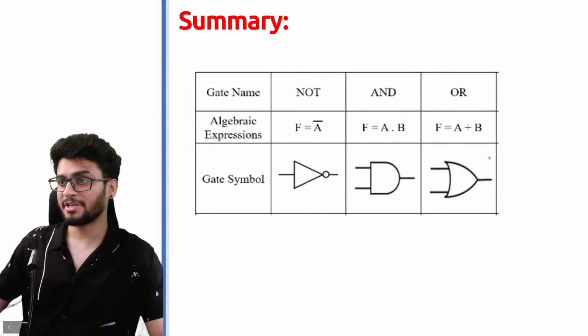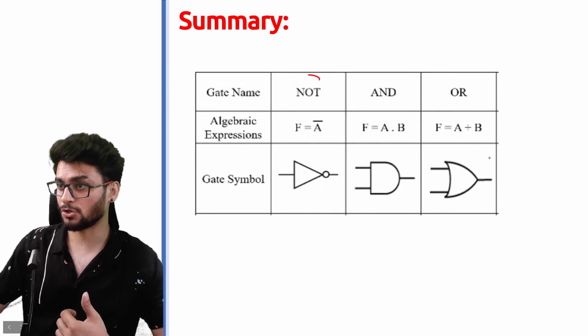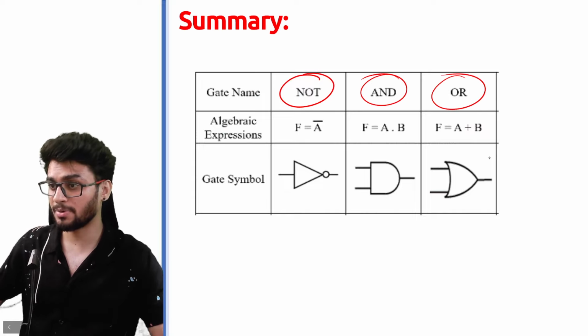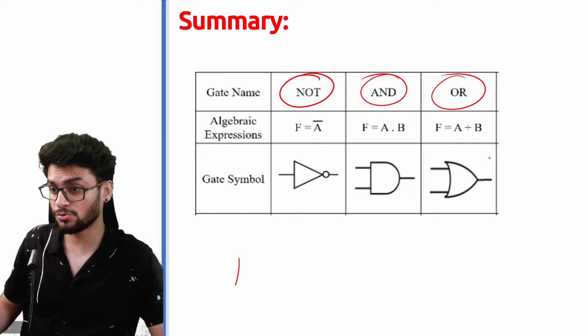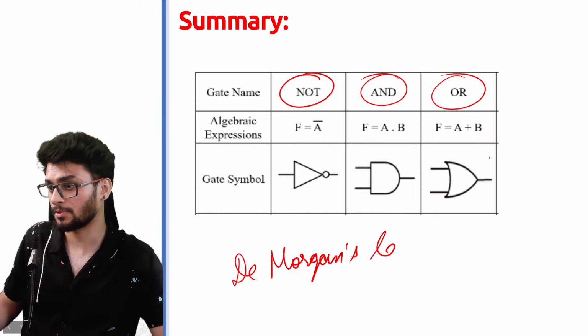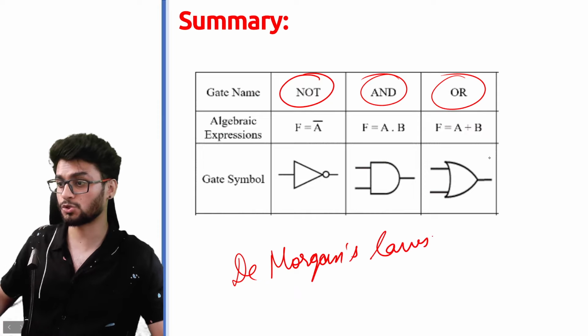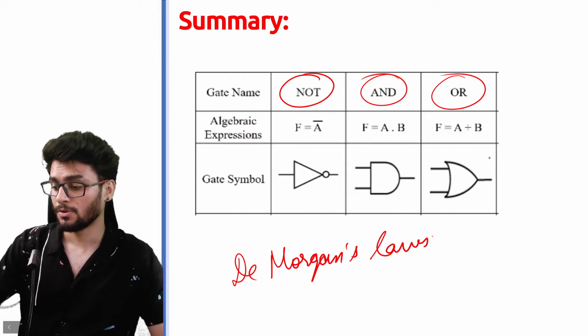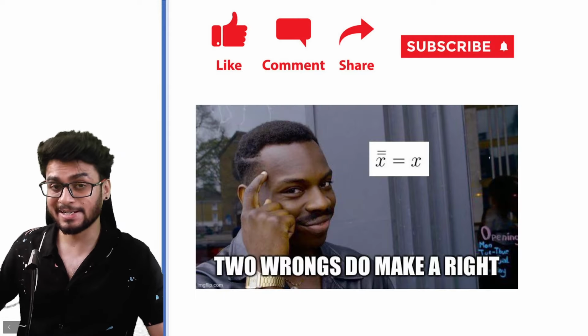So this is the summary you have to remember in this chapter: NOT gate, AND gate and OR gate. Very important to remember the difference in how these are drawn, what is their function, and also you have to remember the De Morgan's laws. They are quite important. Also the other two laws which we discussed, one is absorption law. So with this, we have completed the Boolean algebra part.